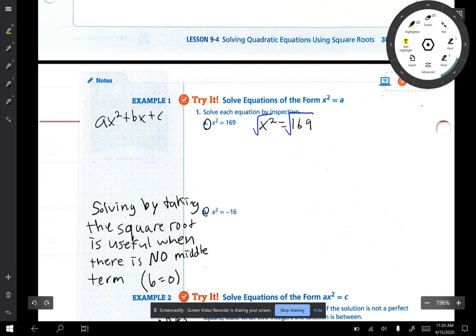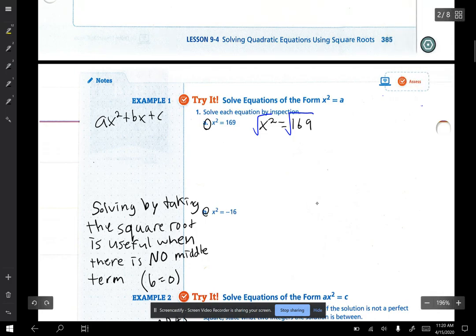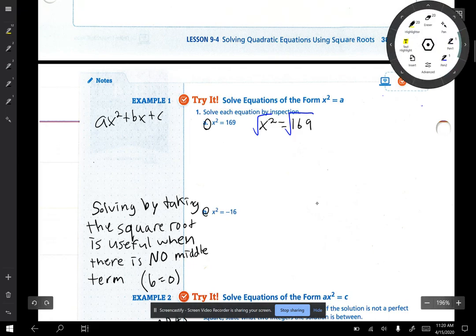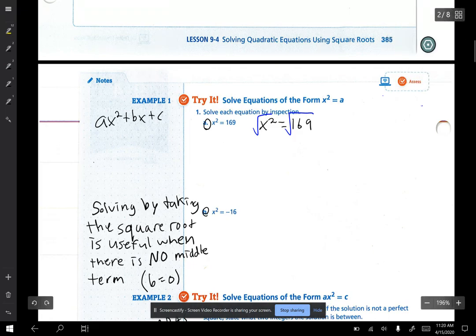That is the opposite. Just like you subtract when you see addition, you divide when you see multiplication. When you see an exponent, you have to take a root. If you see a square, you have to take a square root. If you see a cube, you'll have to take a cube root. And we're not going to talk about that in Algebra 1 as much, but we are talking about taking square roots to solve these quadratic equations.